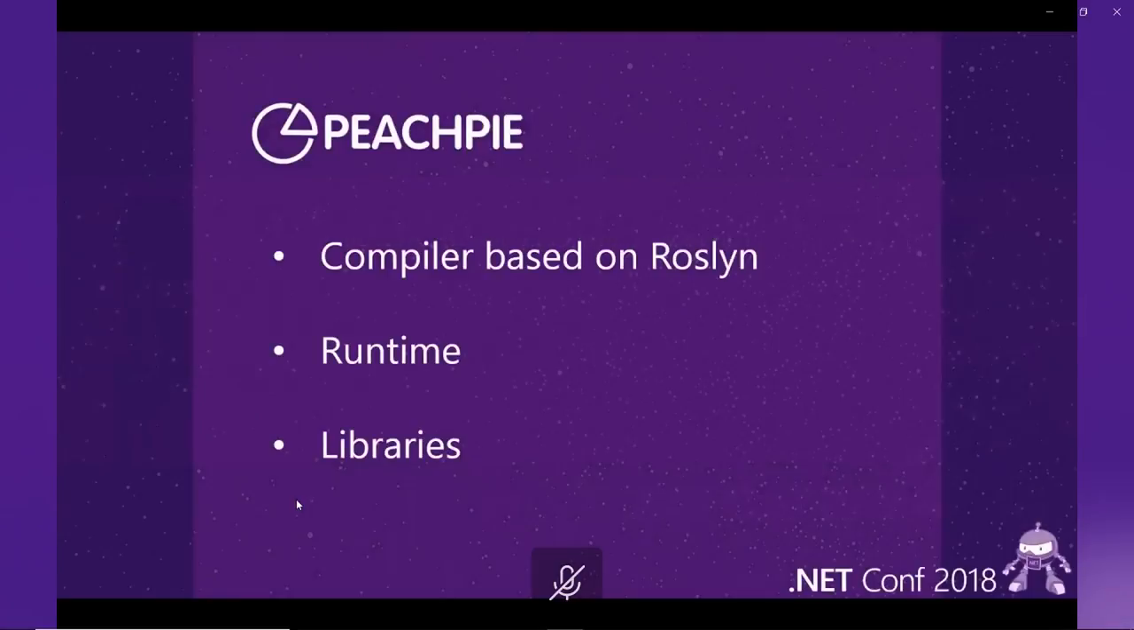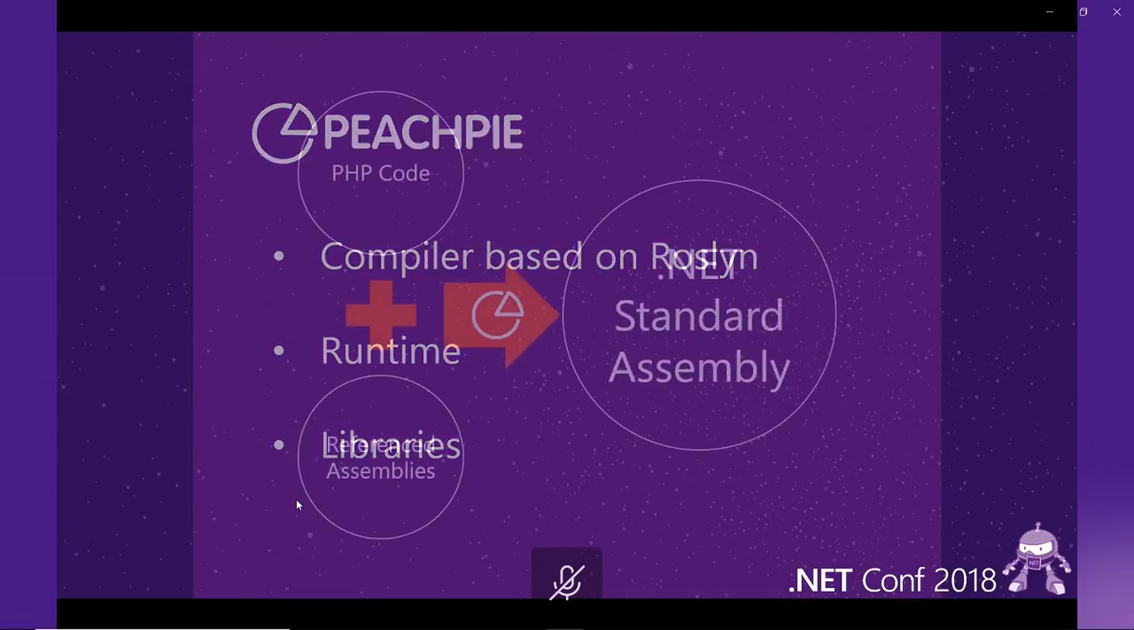So let me start with a short introduction about PeachPie. It's like an entire platform. It contains a compiler, which is based on Roslyn. So there is an entire code analysis project that takes a bunch of PHP files, analyzes them, creates all the trees and semantic trees, and outputs the DLL file. There is an entire runtime that supports the compiled PHP programs. And there are also a bunch of libraries that simulate or re-implement all the PHP stuff, like all the PHP extensions and so on.